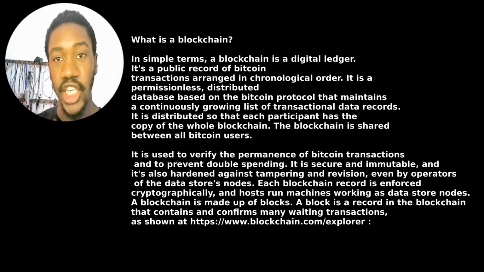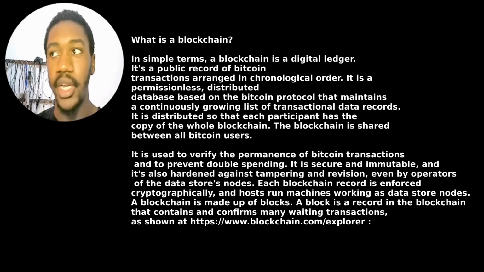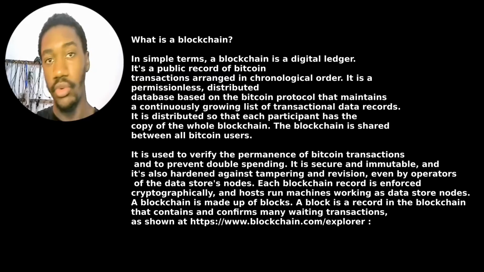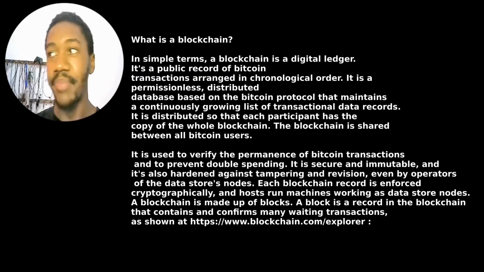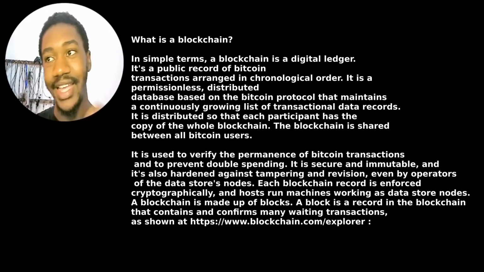The blockchain is shared between all Bitcoin users. It is used to verify the permanence of Bitcoin transactions and to prevent double spending. It is secure and immutable, so you cannot modify it. And it is also hardened against tampering and revision, even by operators of the data store nodes. Each blockchain record is enforced cryptographically and hosts run machines working as data store nodes.